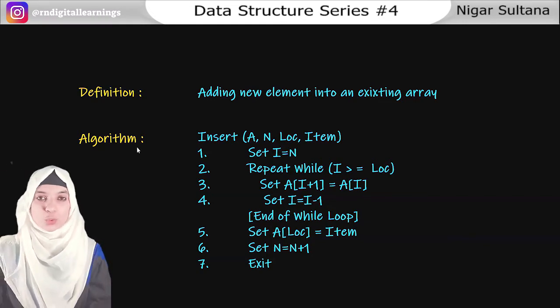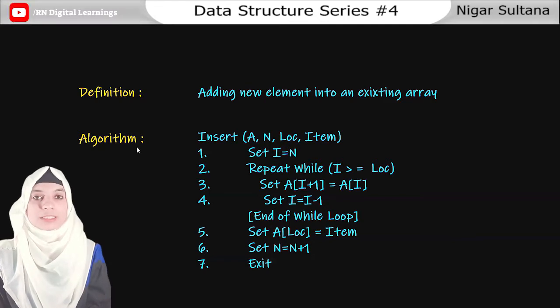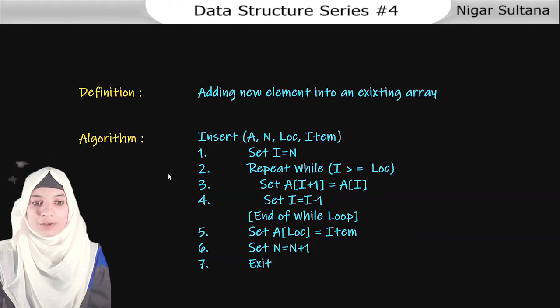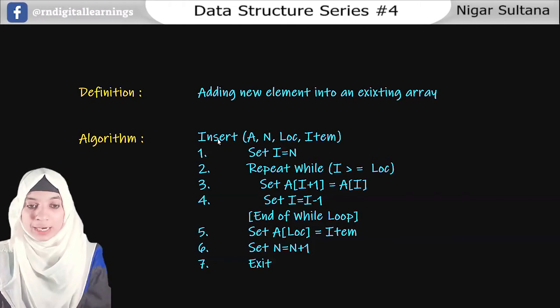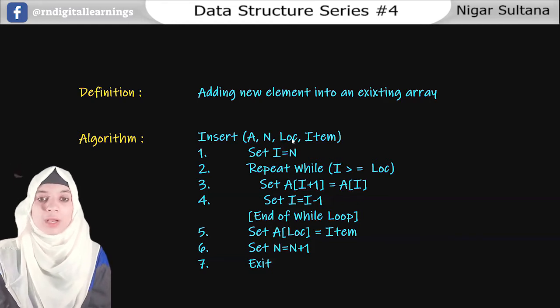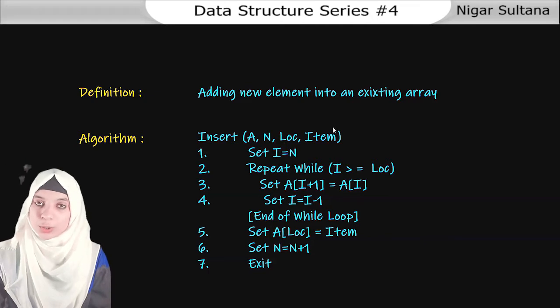So first let's know what is an algorithm. Algorithm is a step-by-step procedure to solve a given problem. So in this algorithm we have 7 steps. So insert is the name of the algorithm, and A indicates the name of an array, N indicates the size of an array, location means at what location I wish to insert an element. Then the item is the element I am entering into an array.